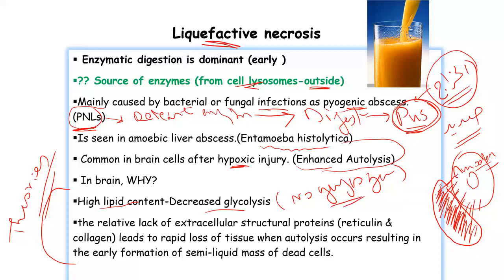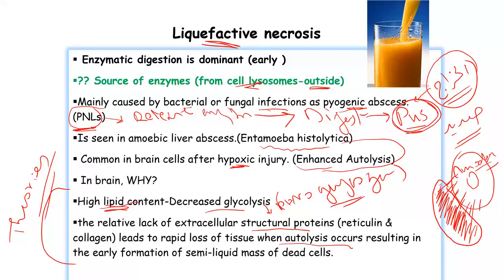Some say that there is high lipid content inside the brain and decreased glycolysis. We don't have enough glycogen inside the brain cells, so we don't have extensive glycolysis in the brain, and so you don't have decreased pH and denaturation. At the same time, you have high lipid content that is amenable to early autolysis. And so the high lipid content, decreased protein content, and decreased glycolysis may cause this liquefactive type of necrosis and enhanced autolysis instead of excessive protein denaturation occurring in other organs.